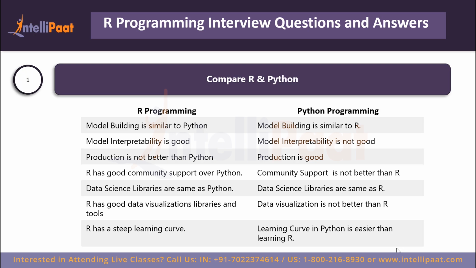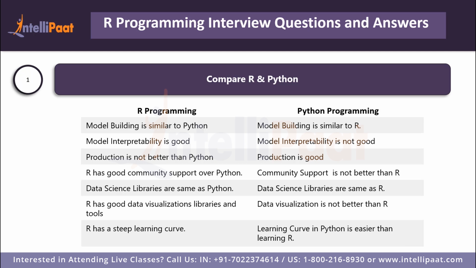Talking about R programming, model interpretability is good. Using Python, model interpretability is not as good in comparison to R. Then coming to production, production is not better in R than in Python, and Python provides a better way and more functionalities, packages and libraries for the production of the model. Then R has good community support over Python, and community support in Python is not better than R. There are more professionals and a large community of R developers.